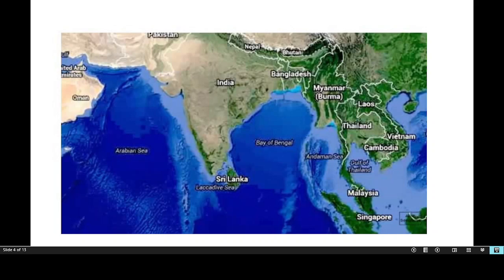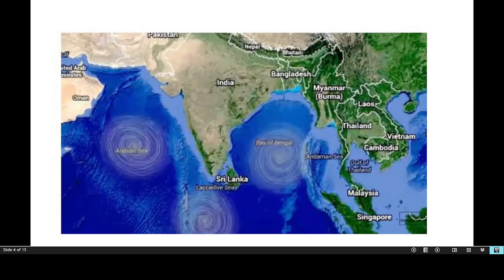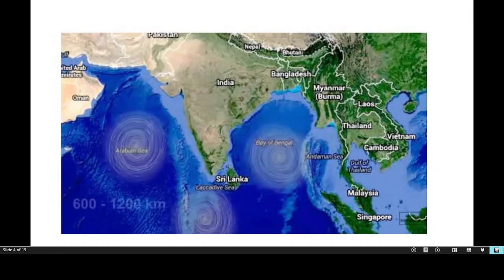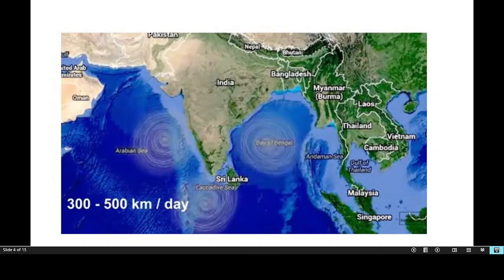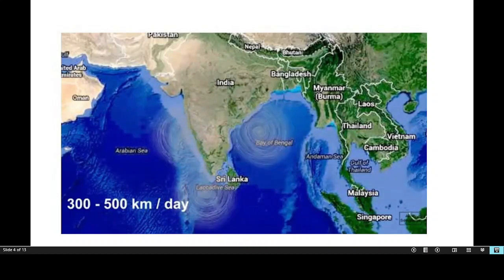The average diameter of a circulating tropical cyclone can vary between 150 and 250 kilometers. However, the diameter of the storm over the Bay of Bengal, Arabian Sea, and Indian Ocean is between 600 to 1200 kilometers. And these cyclones move slowly at a speed of about 300 to 500 kilometers per day.